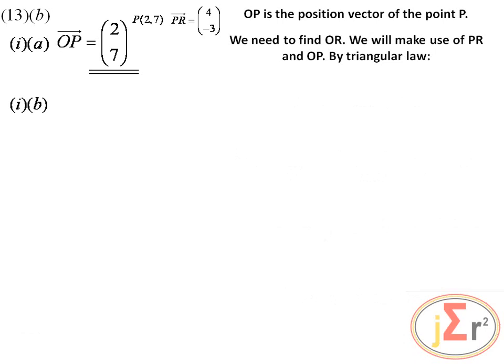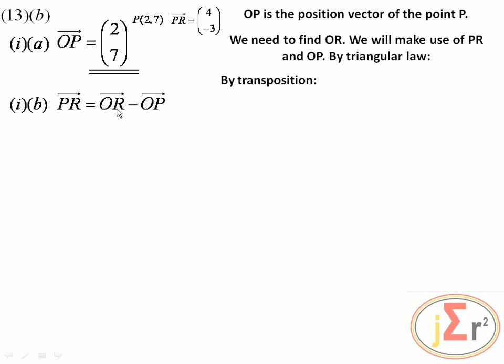Now we need to find OR. We have PR and we need to find OR. Good that we have the vector OP. We will make use of PR and OP by the triangular law. So PR is equal to OR minus OP by the triangular law. And let us transpose that in order to find what we need to find, OR.